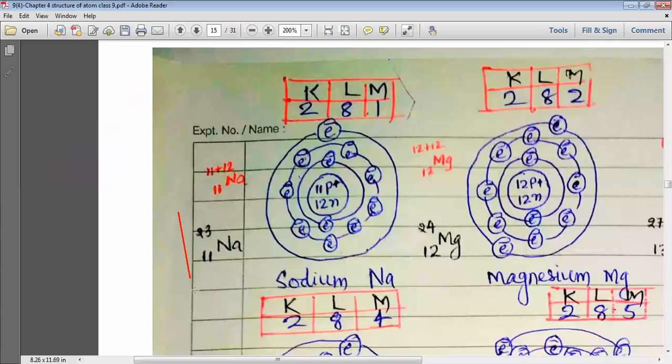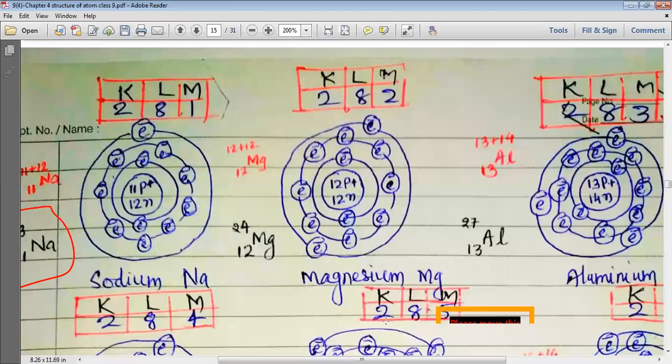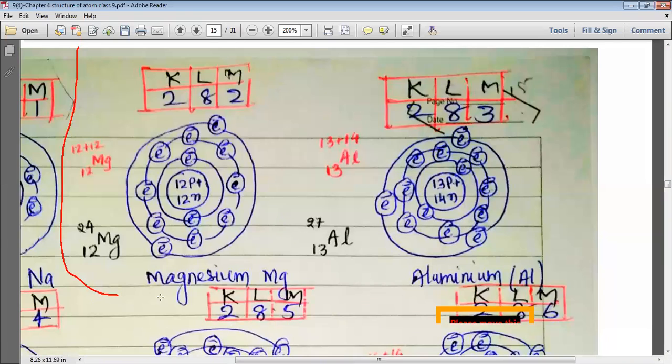So thus we can represent sodium as 11Na23, and my dear students, this 11Na23 says that the atomic number of sodium is 11, whereas the atomic mass number of sodium is 23. Now, my dear students, we want to study about the 12th element, and the name of this element is magnesium. So let us study about magnesium.